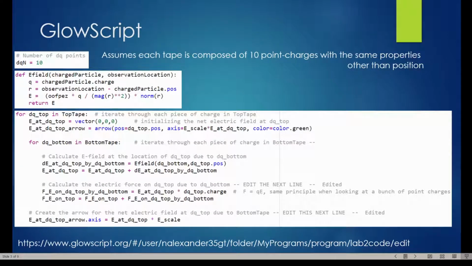Moving on to the GlowScript code, it was decided that each strip of tape would be made up of 10 point charges. You can see the calculation for the electric field at a given point, and you can also see the nested for loop that simulates the integral. I highly recommend checking out the rest of my code, the link is at the bottom of the page.